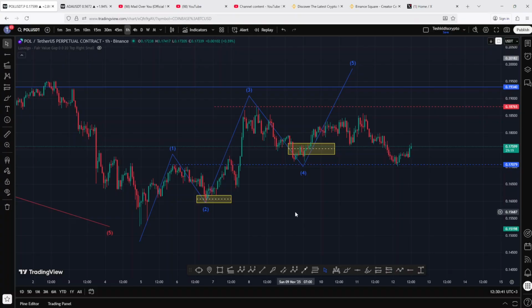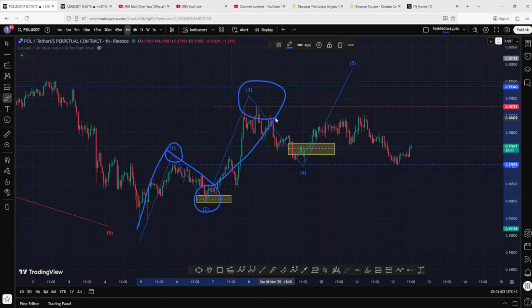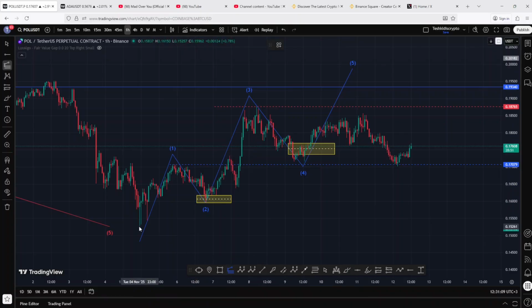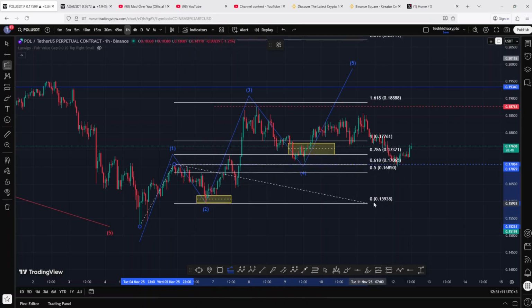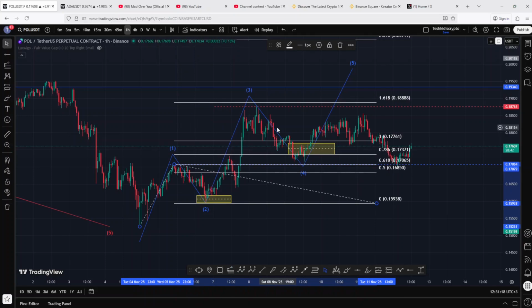Starting the video here on the 1 hour chart, I have this 5-wave structure that I have been observing from the lows we made on the 5th of November 2025, terming that initial bounce as the formation of that first wave. Then we saw a pullback in the formation of that second wave, then another bounce in the formation of that wave 3 that didn't quite fully maximize our minimum target areas on the fib level 1.618, and that lies above the 0.1888. You can see we came so close to that target area, though we didn't quite fully maximize the area.